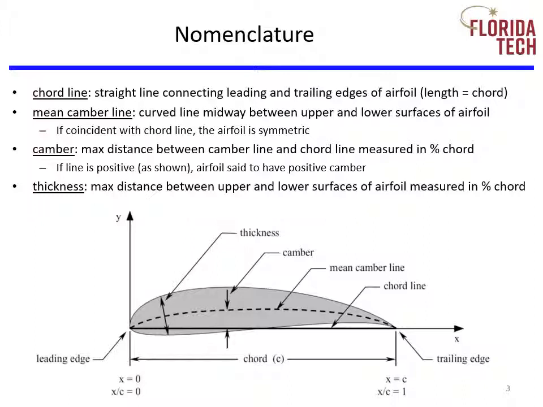The geometric proportions of an airfoil section are conveniently expressed in terms of three main variables. First, the shape of the mean camber line. Second, the thickness. And third, the thickness distribution.